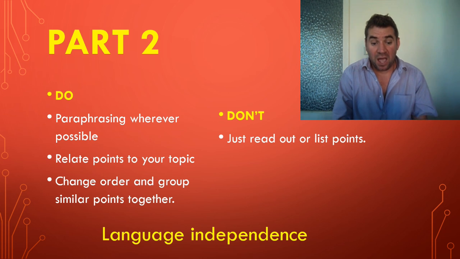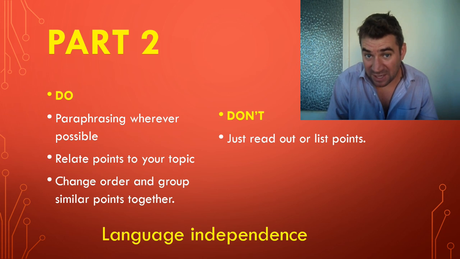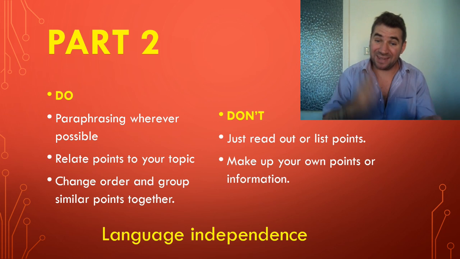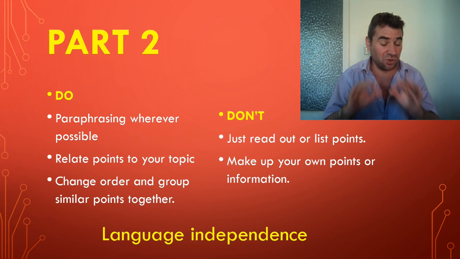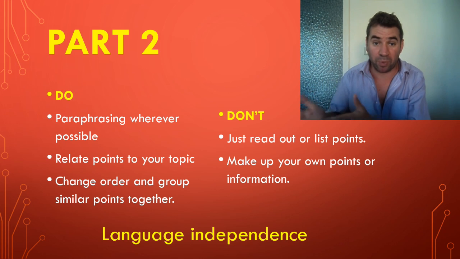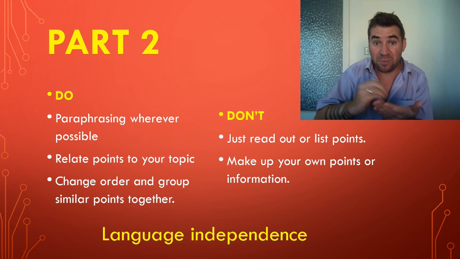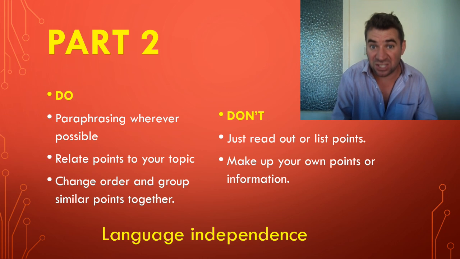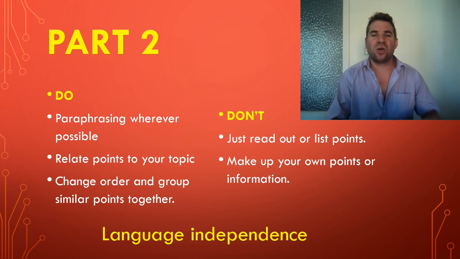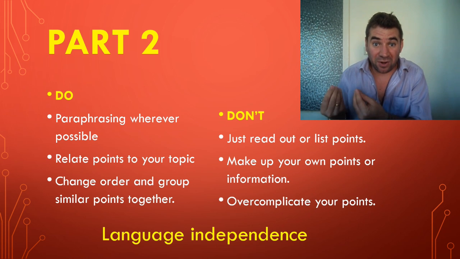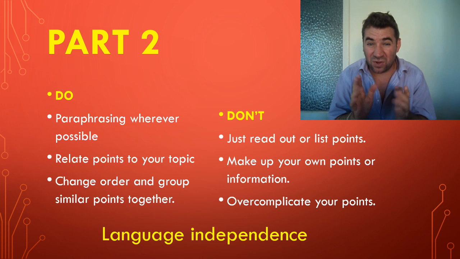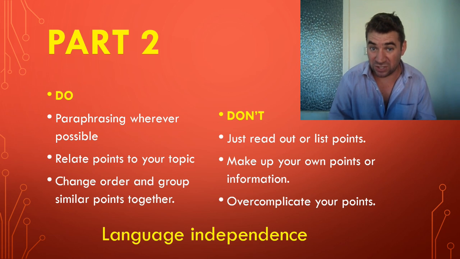Don't make up your own information. You've been given the 7 points, and these are the 7 points you have to stick to. If you make up your own information, you're going to destroy the whole exam because your partner, who's making notes, is going to be writing the wrong thing down. Disaster. And don't overcomplicate your points, because if you do, your partner is going to have a lot of difficulty hearing what the actual 7 points are.